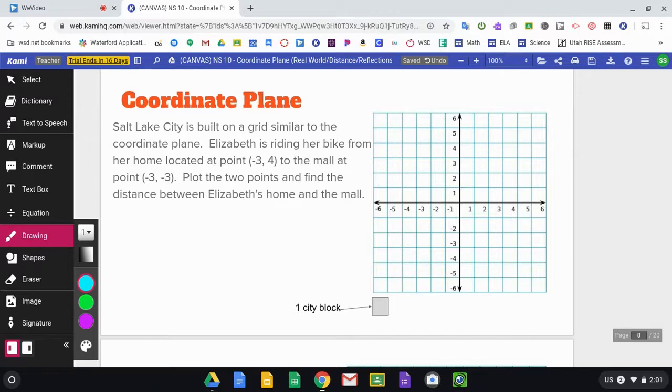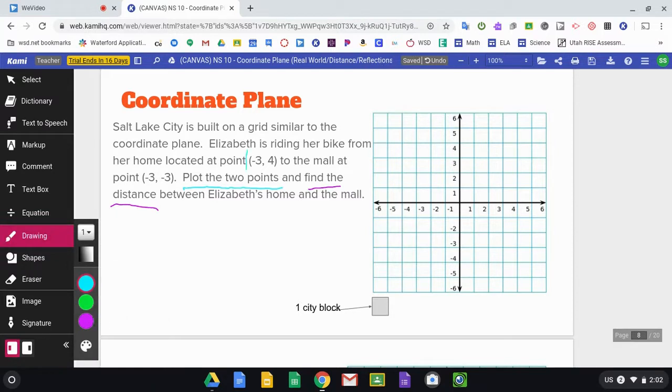All right, remember today's real goal is to work on real world problems. So, did you know Salt Lake City is built on a grid similar to a coordinate plane? Elizabeth is riding her bike from her home, located at point -3, 4, to the mall at point -3, -3. Plot the 2 points and find the distance between Elizabeth's home and the mall. Okay, so we have 2 steps. First, we've got to plot the 2 points. And the second thing is find the distance. Okay, so let's plot those 2 points first.